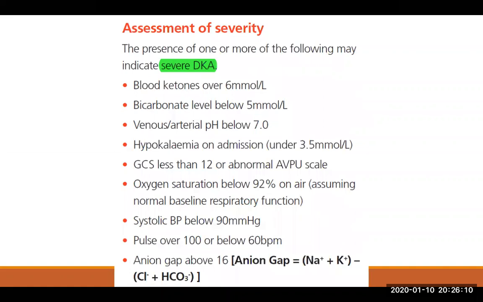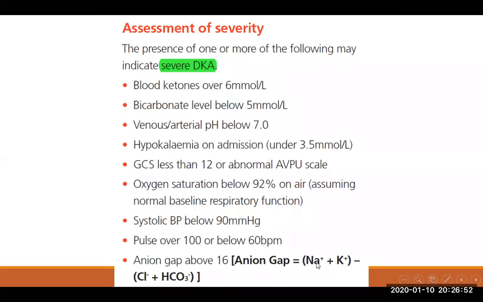How to assess the severity of DKA? This is very important. How to classify DKA as severe DKA? If blood ketone is over 6, bicarb is less than 5, pH is less than 7, potassium on admission is less than 3.5, Glasgow coma scale is less than 12, oxygen saturation is less than 92, systolic blood pressure is less than 90, pulse more than 100 or below 60, or anion gap is elevated more than 16, and we must know how to calculate anion gap.